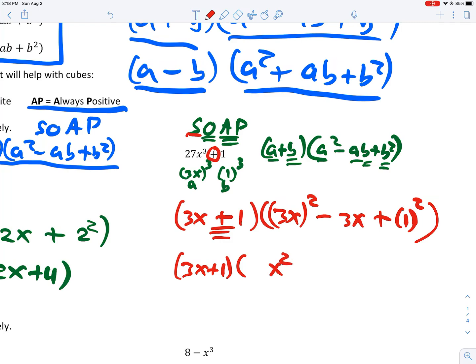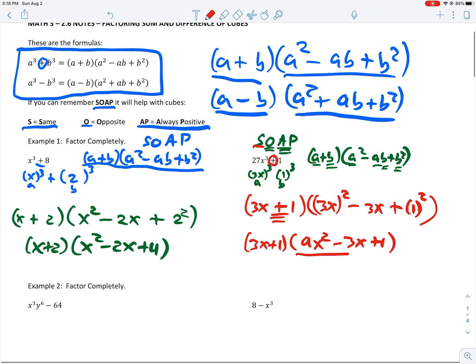This is where most students mess up, because they get the x squared part, but they want to write 3. No, it should be 9, because it's 3x times 3x. So 9x squared minus 3x plus 1.